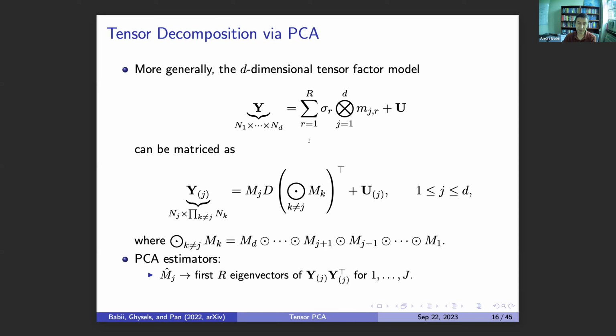And so this d-dimensional tensor can be matricized in d different ways, where we pull one of the dimensions in front, and we are pulling all other dimensions together. And if you do that, we get a matrix of factors or loadings in front of this matrix. And we can apply PCA to the sample covariance matrix to get the first R eigenvectors.